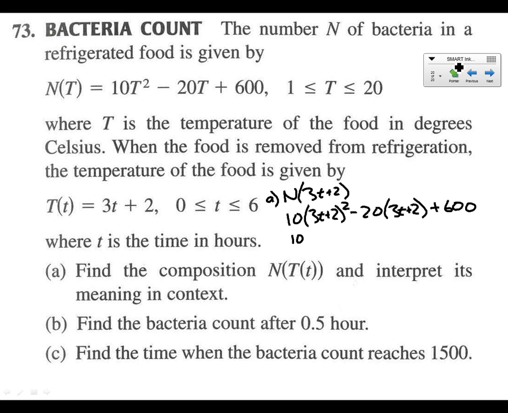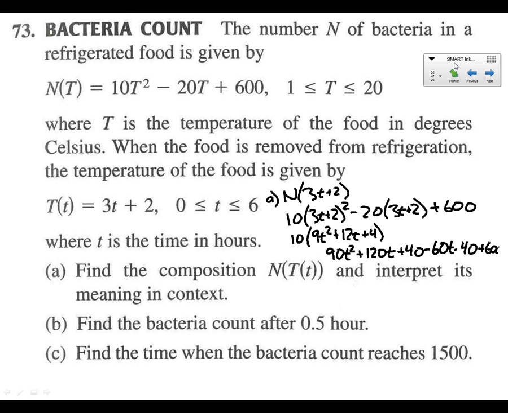3t squared is 9t squared. 3 times 2 is 6, we'll double that and get 12t, plus 4. We'll get 90t squared plus 120t plus 40. And then we'll bring the rest down here. Minus 60t, minus 40, distribute that negative, plus 600. Running out of room.